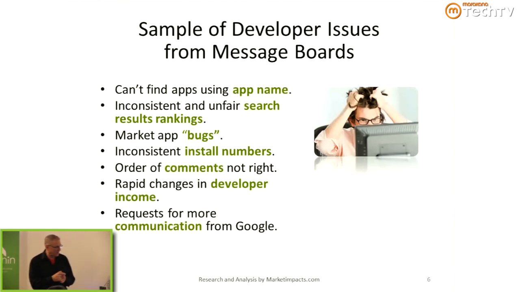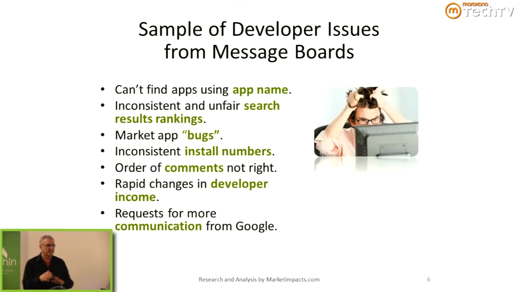There were complaints about app market bugs. It turned out that a lot of the bugs that people were complaining about weren't really bugs. They were changes to the search algorithm, or they were changes to this, or they were changes to that. But Google wasn't really participating on the forum, so we were left to guess, well, what's a bug? And a lot of developers were screaming bloody murder, fix this bug, fix this bug. And a lot of them turned out to not be bugs.